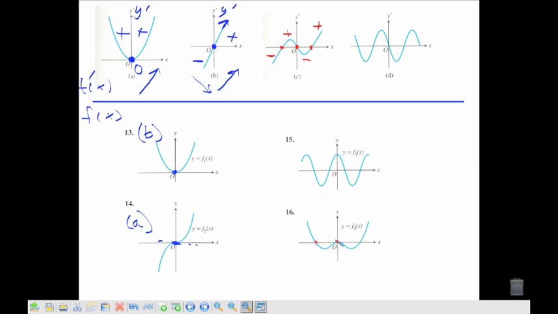16 starts by going down, then it goes up. At 0 it goes down again, then it goes up. And so we've got all of our changes that we need. Really this point, this 0 here, we're going down until we get to here. We're going up to here, down to here, and then up after that. So that's going to match with C.